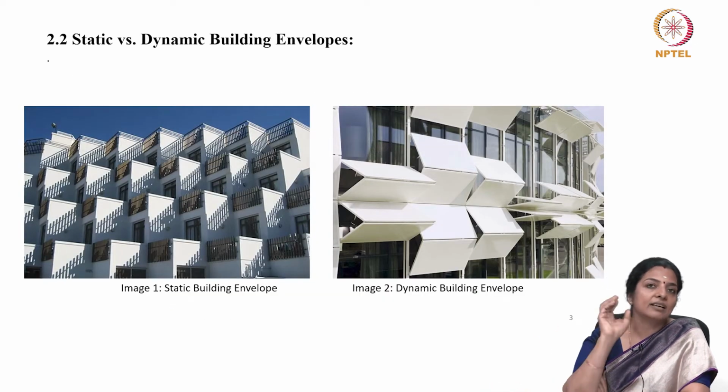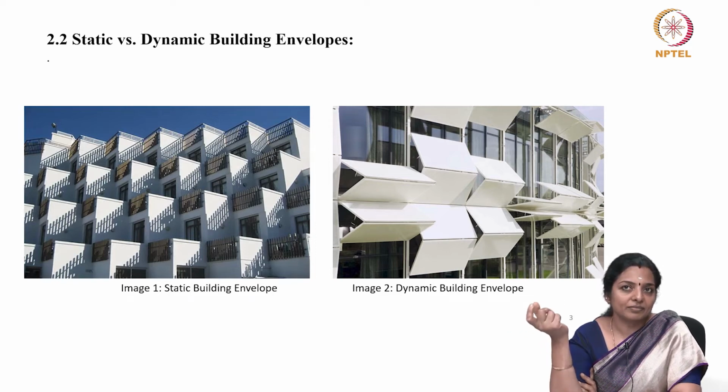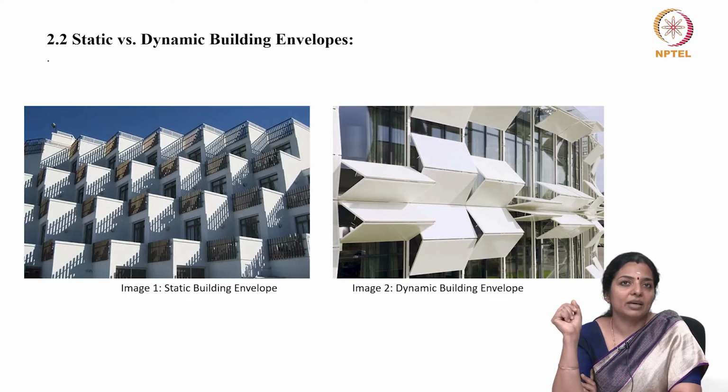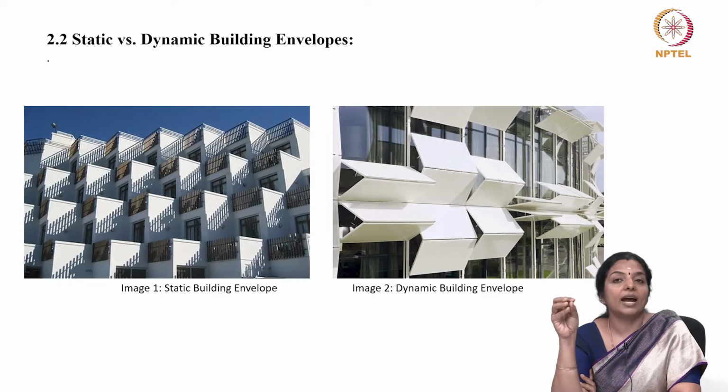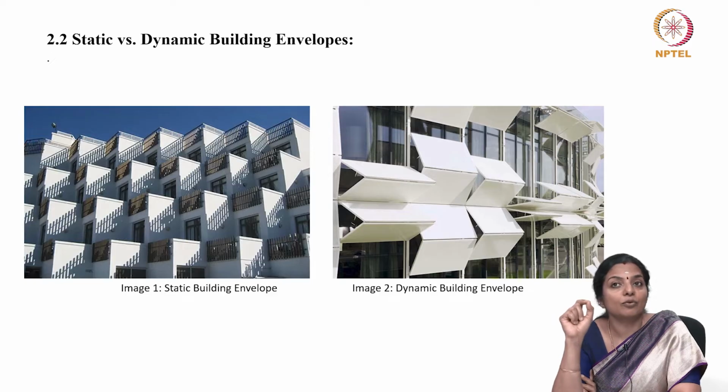Whereas there is another way in which you can see, and that is static and dynamic building envelopes. Now the building envelope comprises of walls, roofs, and all that is there on the walls, which is windows, ventilators. And these play a very critical role in the building's energy performance and an occupant's comfort.